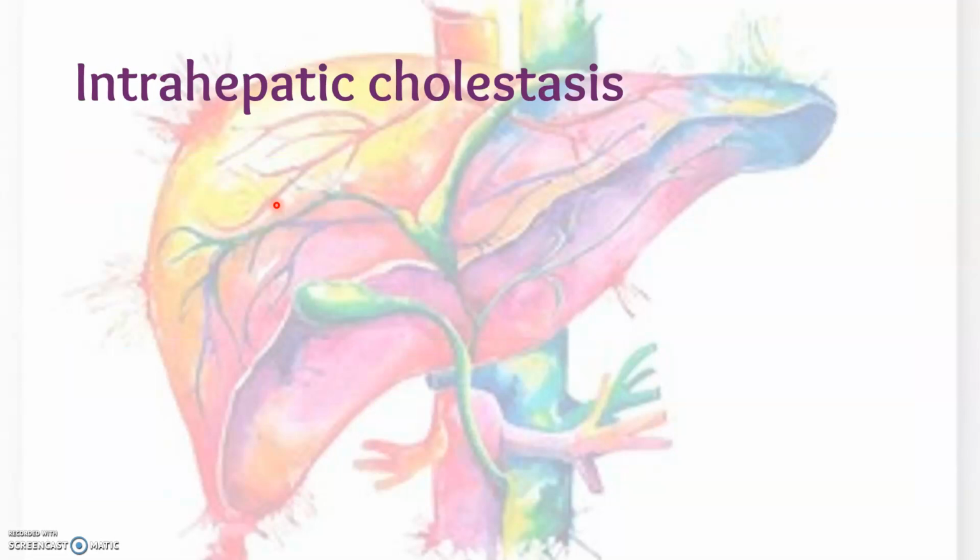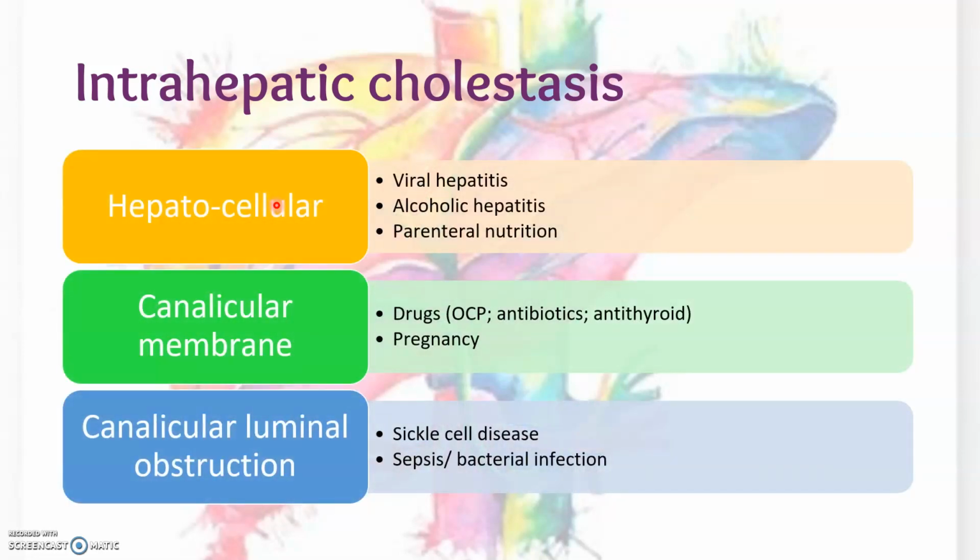Another condition which presents with a cholestatic picture is intrahepatic cholestasis. And this is where we have a cholestatic picture on biochemistry, but no dilatation of the extrahepatic biliary system. Causes can include viral or alcoholic hepatitis, certain drugs, particularly the oral contraceptive pill, but also some antibiotics, for example some of the macrolides, and pregnancy, as well as some other conditions such as sickle cell disease and sepsis.